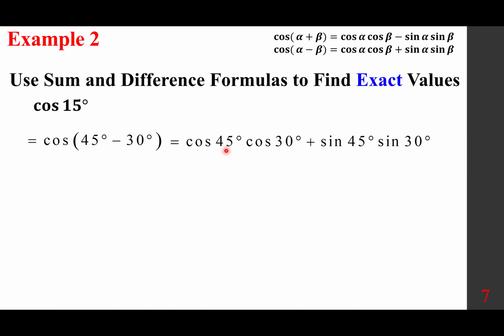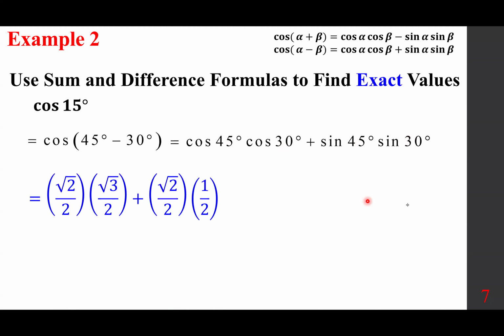Cosine of 45 is square root of 2 over 2. Cosine of 30 is square root of 3 over 2. Sine 45 is square root of 2 over 2. Sine 30 is 1/2. Again, they all have the same denominator, namely 4. What's the numerator here? Square root of 6 plus square root of 2.